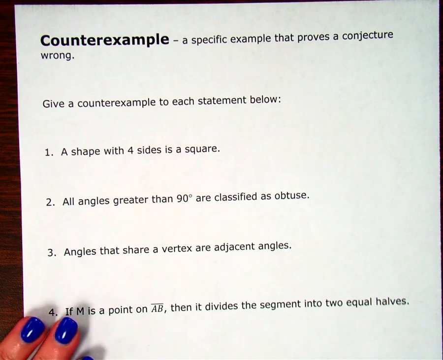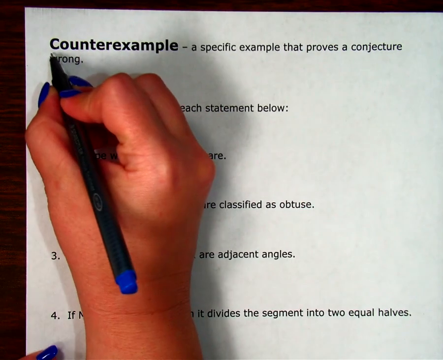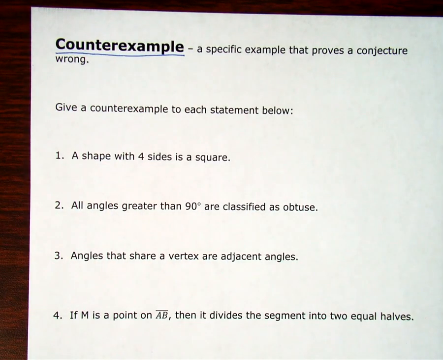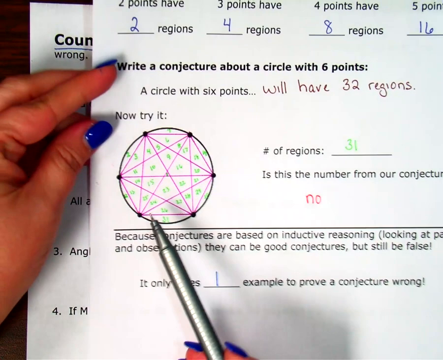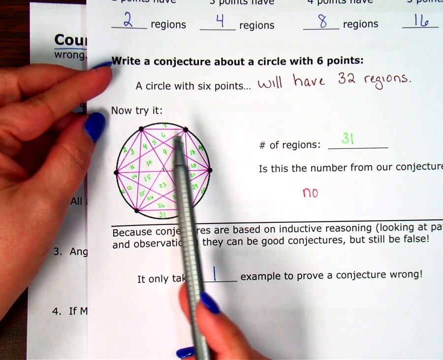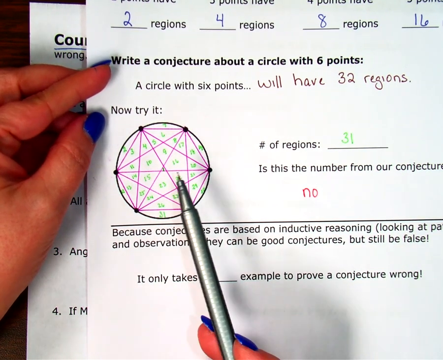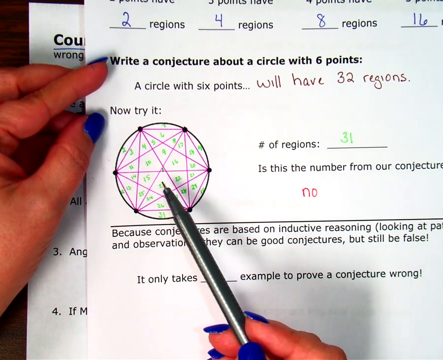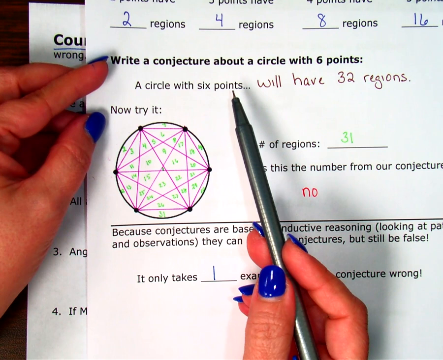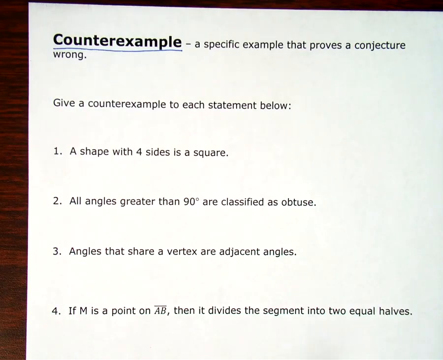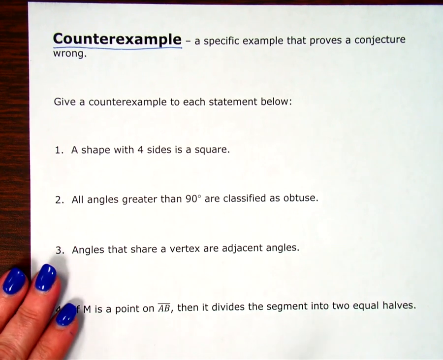A counterexample is a specific example that proves a conjecture wrong. Okay? So this picture right here, a counterexample can be a drawing, it can be a sentence, it can be an equation, anything that is specific and proves a conjecture wrong. So this diagram right here is a counterexample to this conjecture. Okay? It needs to be a specific example that proves a conjecture wrong.